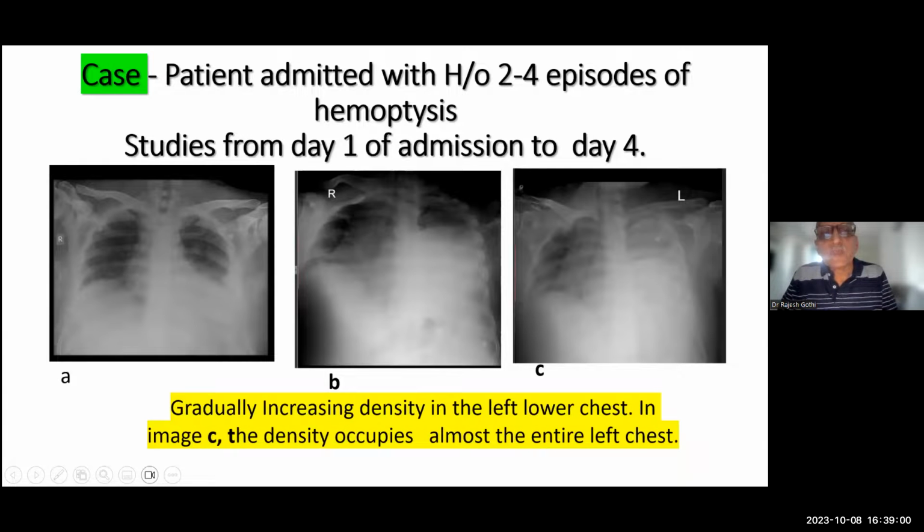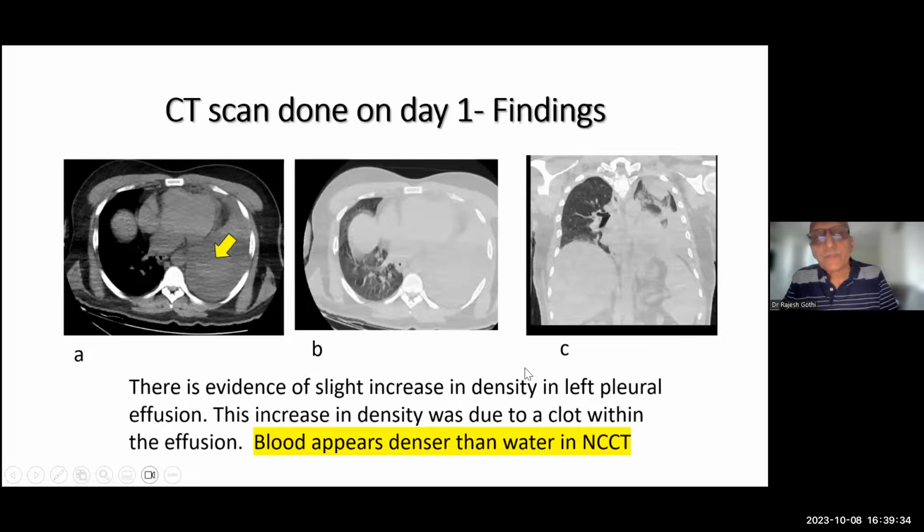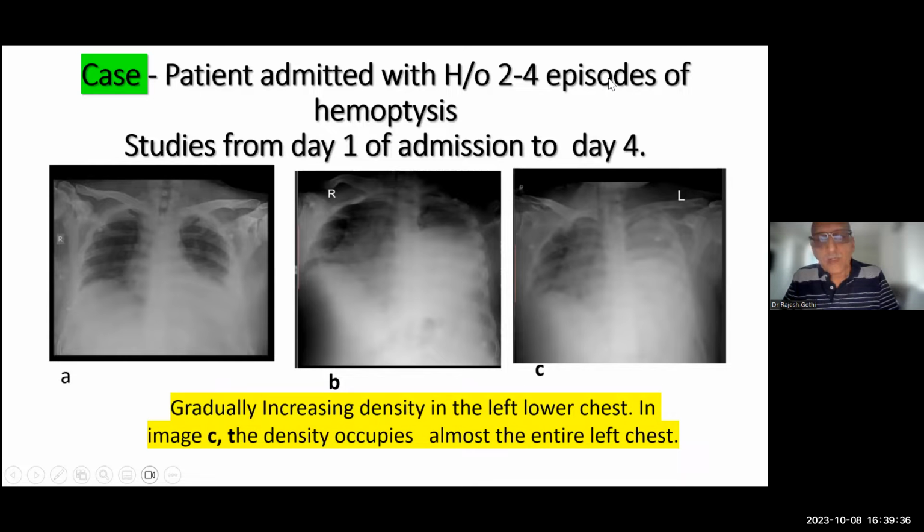Another case, patient was admitted with a history of 2 to 4 episodes of hemoptysis. The studies of these scans are from day 1 to day 4. As you will see, initially there was a small amount of effusion, then the effusion increased, and in fact, the lung at that time was a little loosened. Now it is almost completely opaque, hazy, probably completely surrounded by the effusion. So the effusion had increased, the mediastinum had shifted to the opposite side, as if you compare from the first scan, and therefore it meant that the patient was having a gradually increasing pleural fluid collection in the left chest.